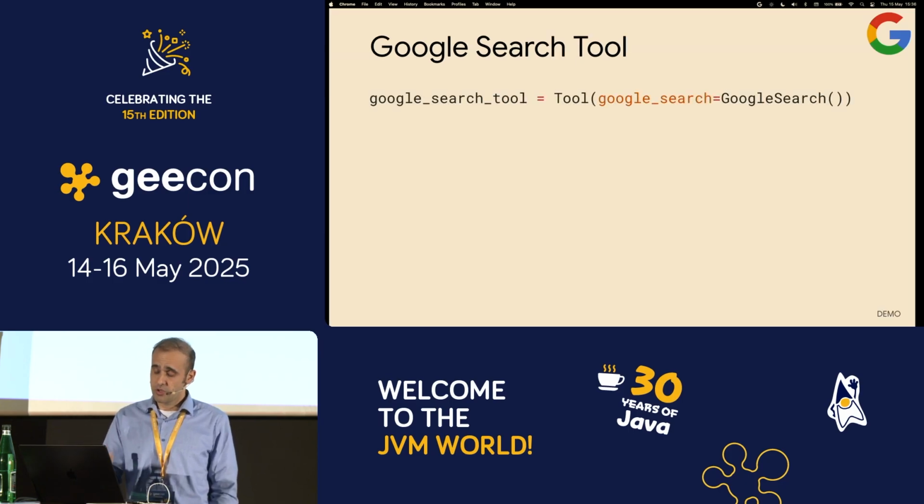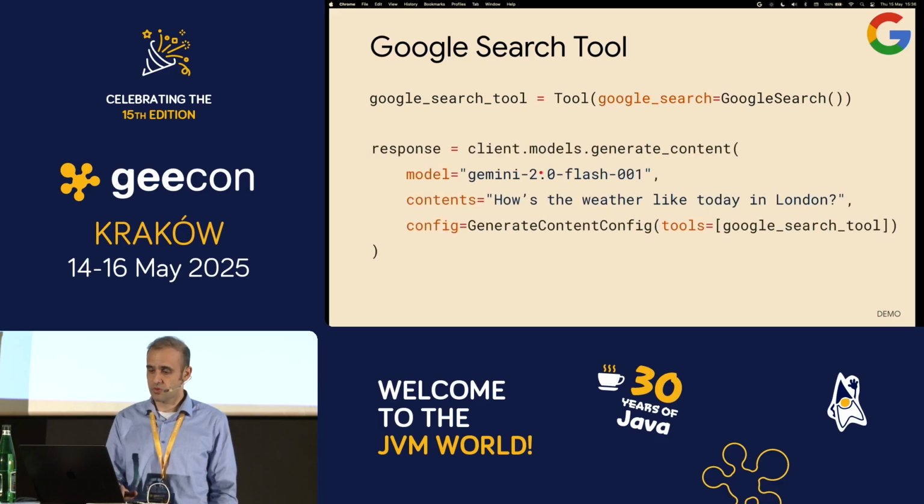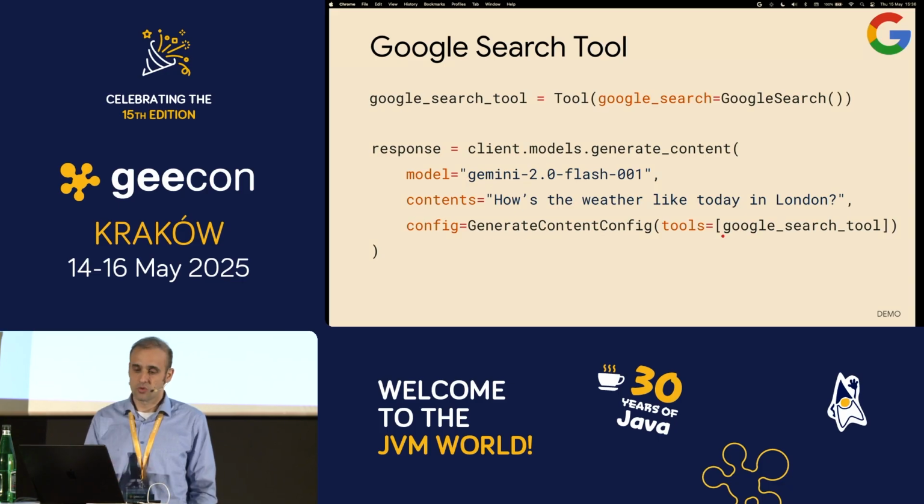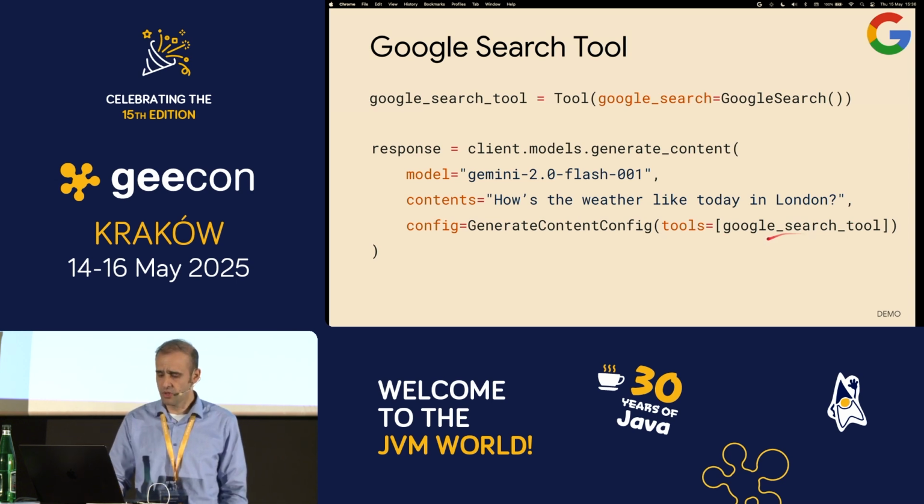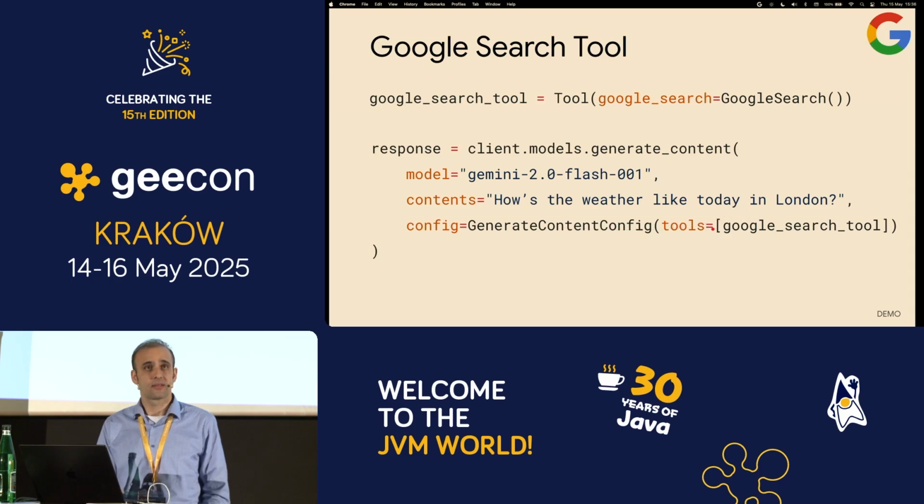Similarly, how do you use Google Search? This is Python, but you get the idea. You create a Google Search tool, and then you create your client, and then in the configuration, you just point to that Google Search tool. So with just passing this Google Search tool, you can get your results. So here, for example, I'm asking, how is the weather today in London? Normally the LLM wouldn't know this, but by grounding with Google Search, it will know, because it will ask Google Search, and then with that it will be able to answer.